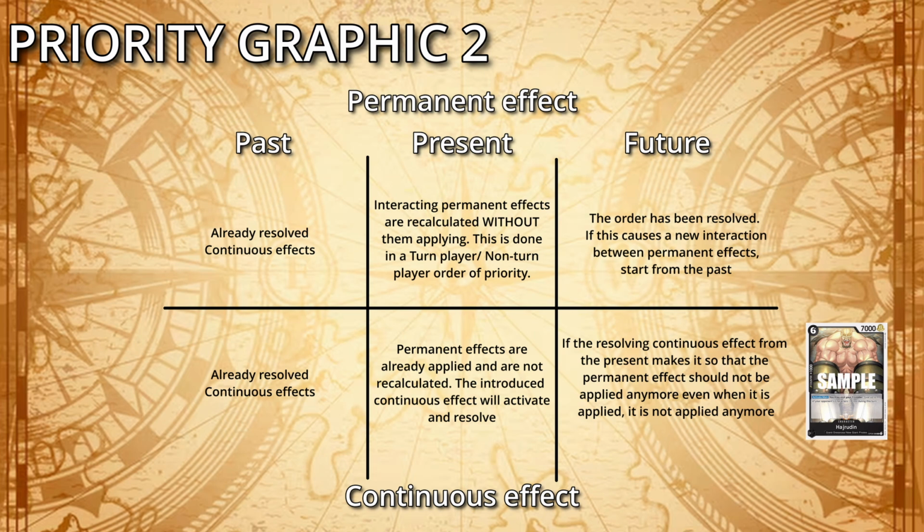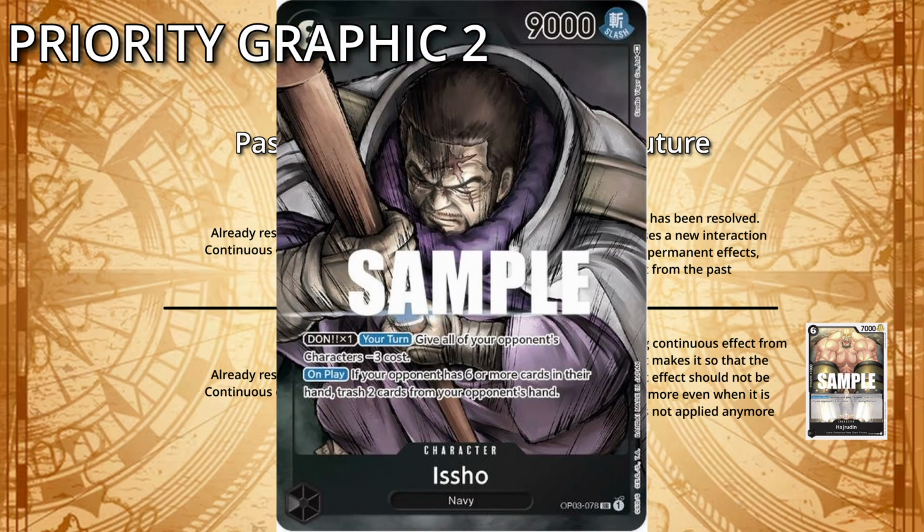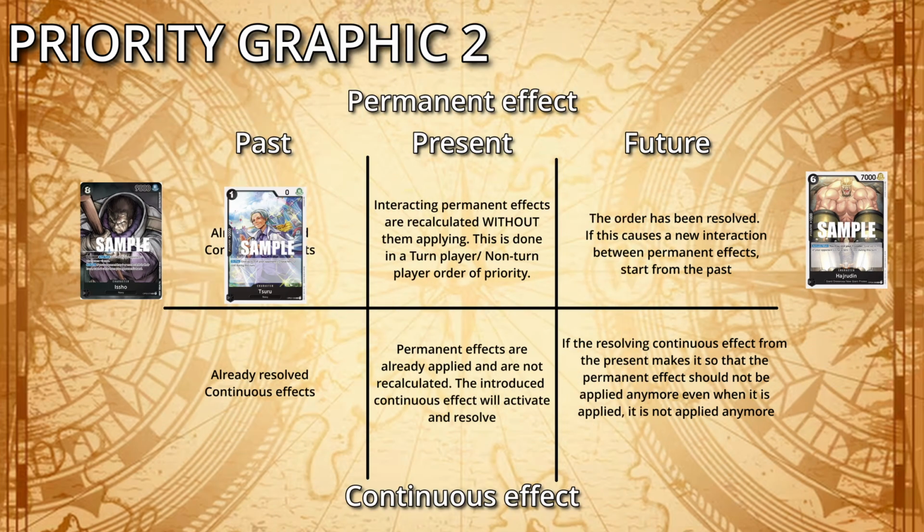Now let's grab the earlier example and add Isho to it. The past, Tsuru has already been resolved, so the -2 is taken into account.